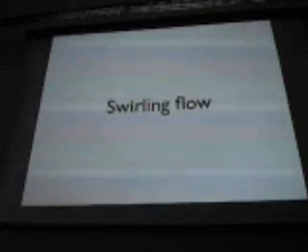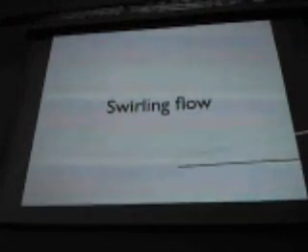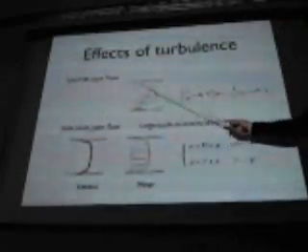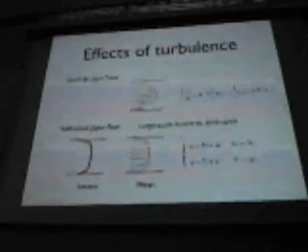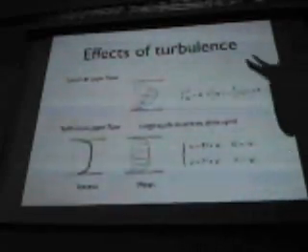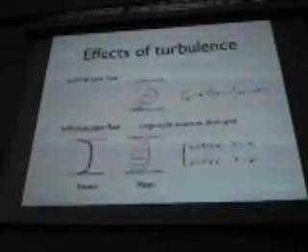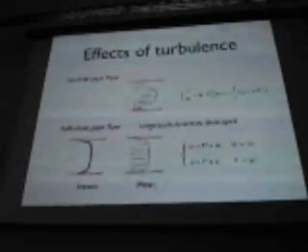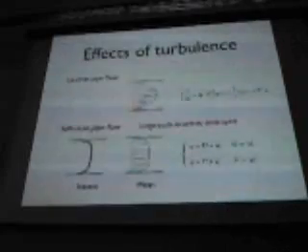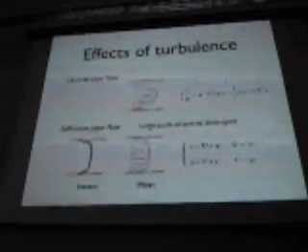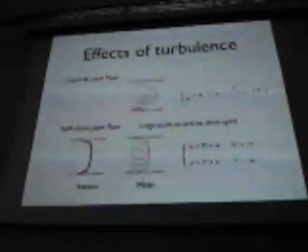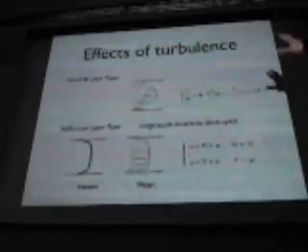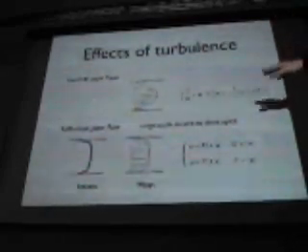Okay, so let me start with swirling flow. This is the very famous laminar pipe flow. My point is that turbulent energy gives intensity information of turbulence, and we need some other information which represents structural information of turbulence. One possibility is helicity in this case.